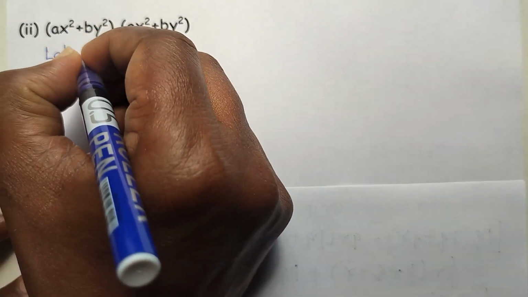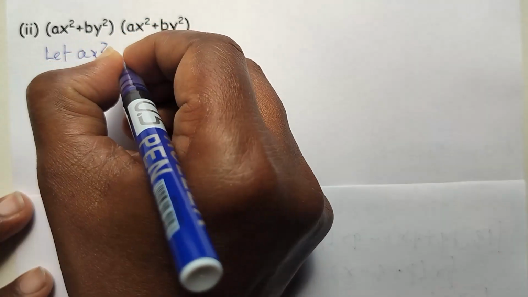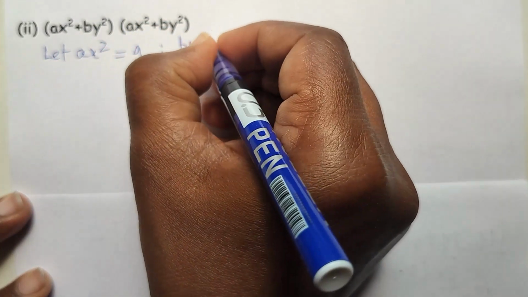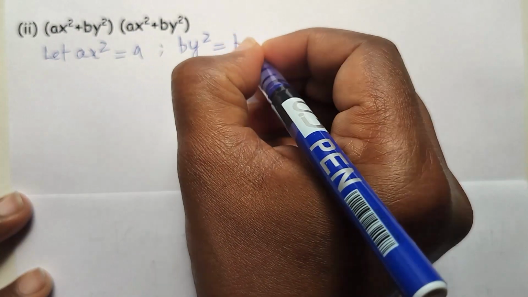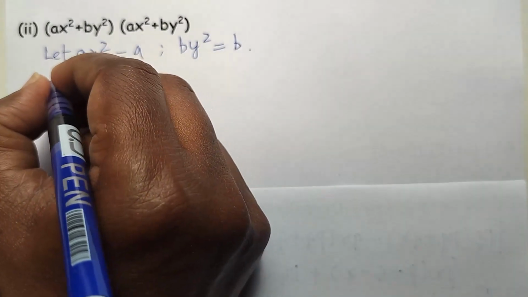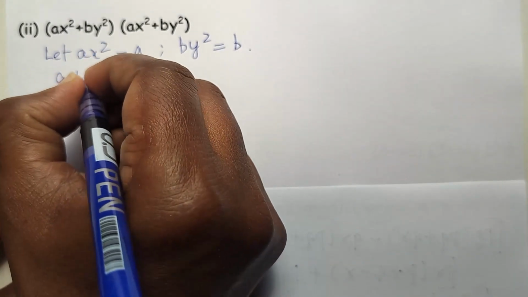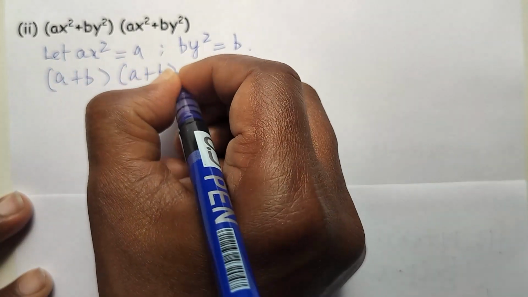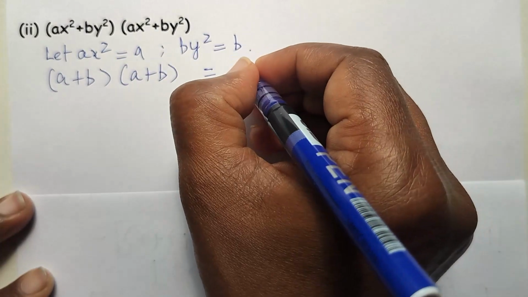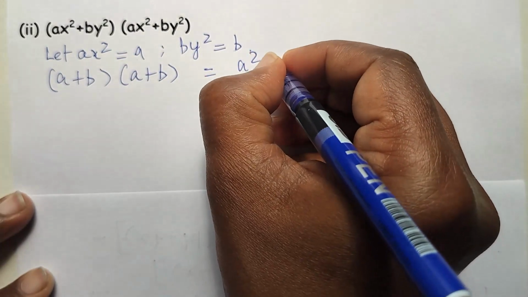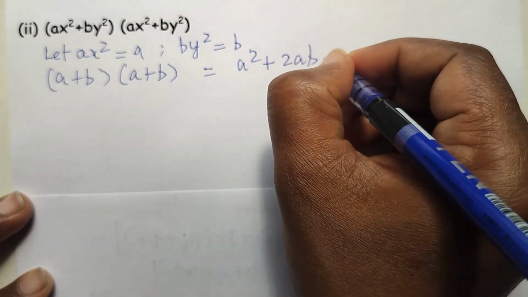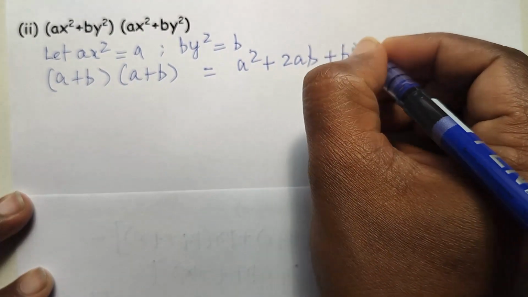Next, second, (ax square + by square) into (ax square + by square). So let ax square equal to a, by square equal to b here. So it will be (a + b) into (a + b). So it is a square plus b square plus 2ab here.